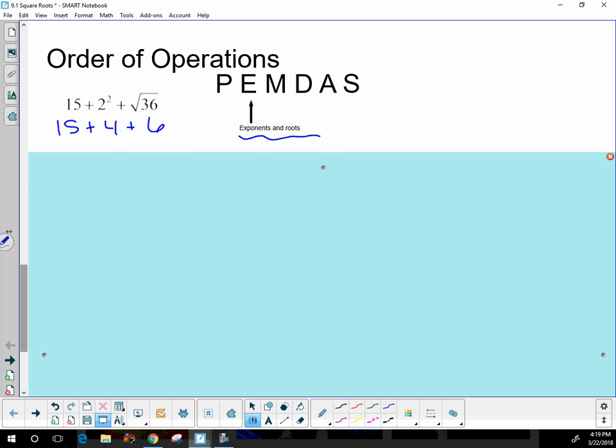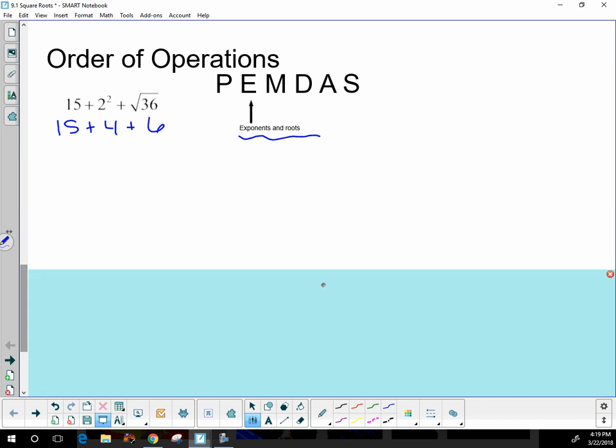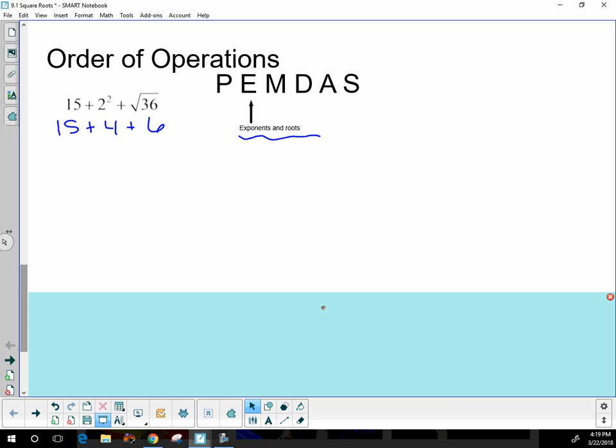Obviously, I have some problems that get a little bit more involved, but I don't think I have anything else on here. That's a pretty good start today on what you're going to be doing with exponents. We'll get into simplifying imperfect squares, but for now, we're going to stick with this.